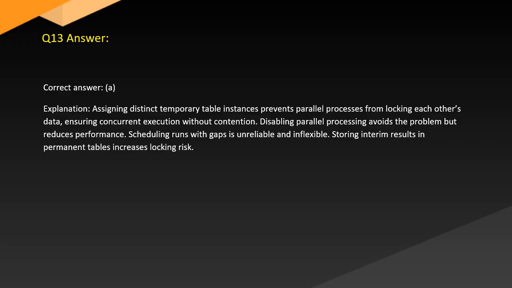Answer. Correct answer, A. Explanation. Assigning distinct temporary table instances prevents parallel processes from locking each other's data, ensuring concurrent execution without contention. Disabling parallel processing avoids the problem but reduces performance. Scheduling runs with gaps is unreliable and inflexible. Storing interim results in permanent tables increases locking risk.